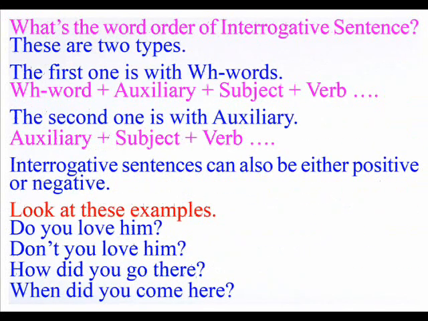What's the word order of an interrogative sentence? These are 2 types. The first one is with WH words: WH word plus auxiliary plus subject plus verb. The second one is with auxiliary: auxiliary plus subject plus verb. Interrogative sentences can also be either positive or negative.